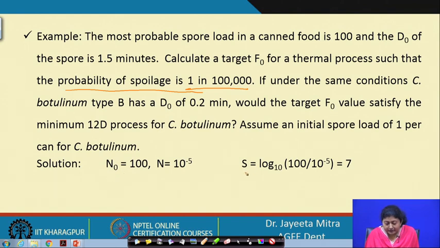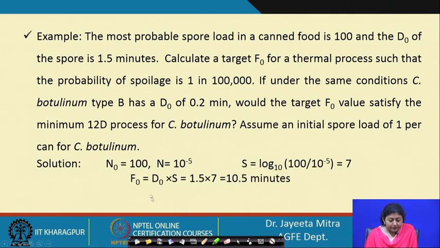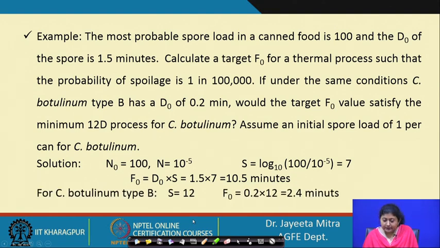Now, what is the sterilization value? That is log 10 N 0 by N. So, that is coming 5 plus 2, that is 7. Then we can calculate F 0 as D 0 into S, that is 1.5 minute into 7, that is 10.5 minute. Now, the second case, it is mentioned that for C botulinum, sterilization value is 12 and D 0 is 0.2 minute. So, 0.2 into 12, that is 2.4 minute.